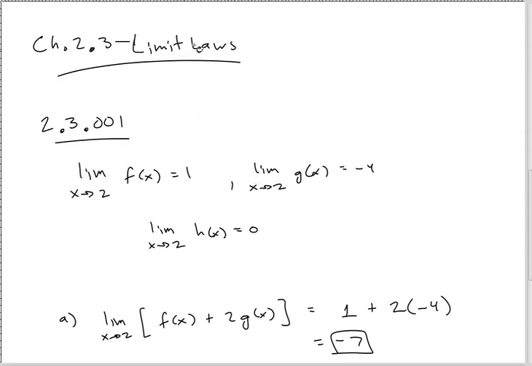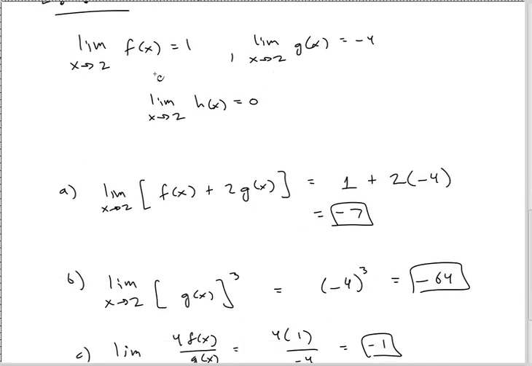Normally I do a little lecture before we get into every section. This time there's nothing really to talk about, so let's just get started on some problems. So problem 2.3.1: they say the limit as x goes to 2 of f of x is equal to 1, the limit as x goes to 2 of g of x is negative 4, and the limit as x approaches 2 of h of x is 0.